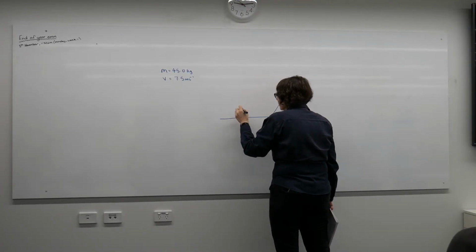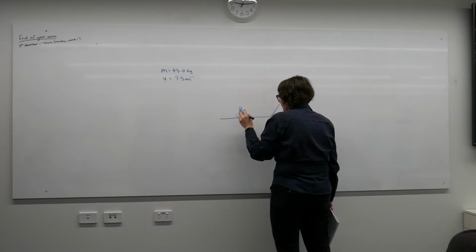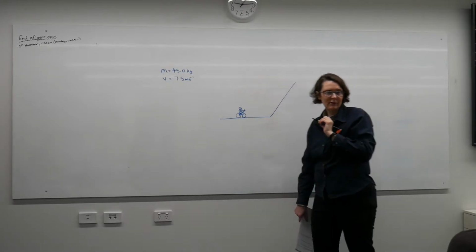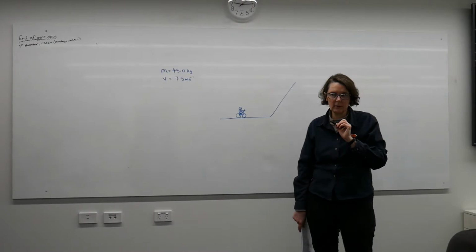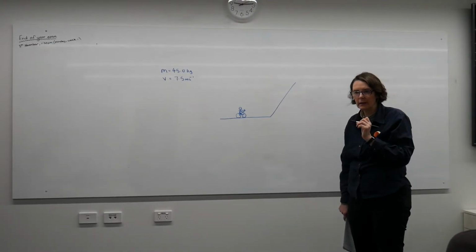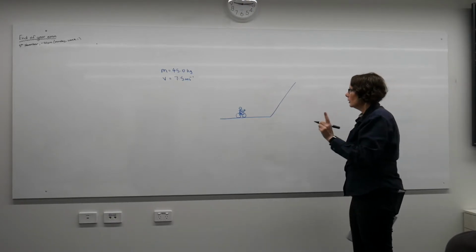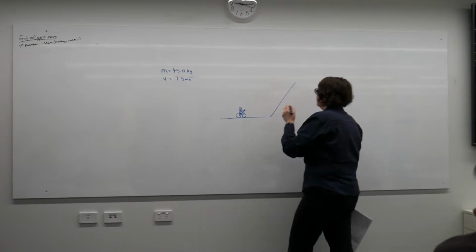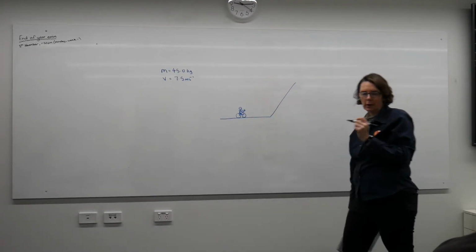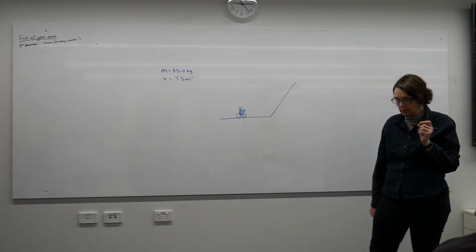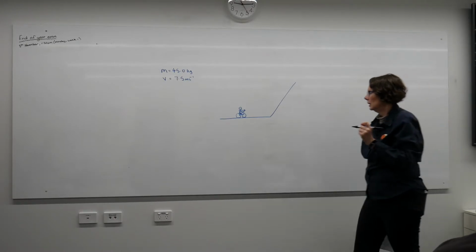So this is what I would recommend you do: draw yourself some kind of diagram. You don't have to have a dodgy bike rider like I have, but somehow or other indicate what's happening. So here in our system, so this is my closed system, and there's going to be conservation of energy.